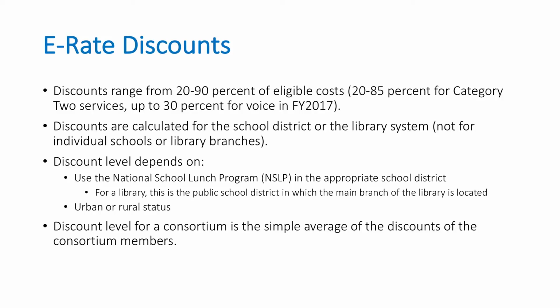Those discounts are factored in by using your school lunch program in that school district. If you don't have a school lunch program, there are ways to determine an equivalent to a national school lunch program. So you don't have to have a school lunch program in order to participate in E-rate. There are other ways to do that. And then libraries will use that district population or district number as their NSLP equivalent percentage. And then for the consortium, they basically take an average of all the members in the consortium to determine what the discount is.